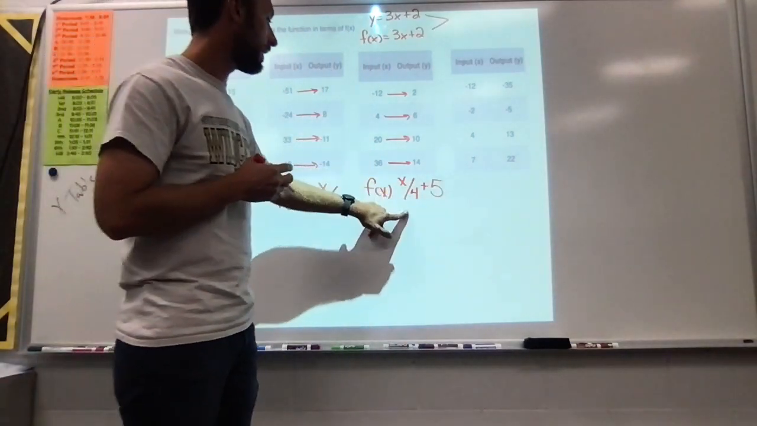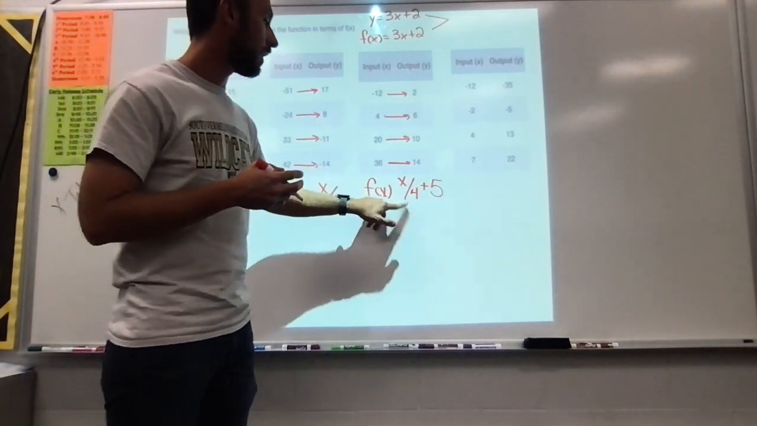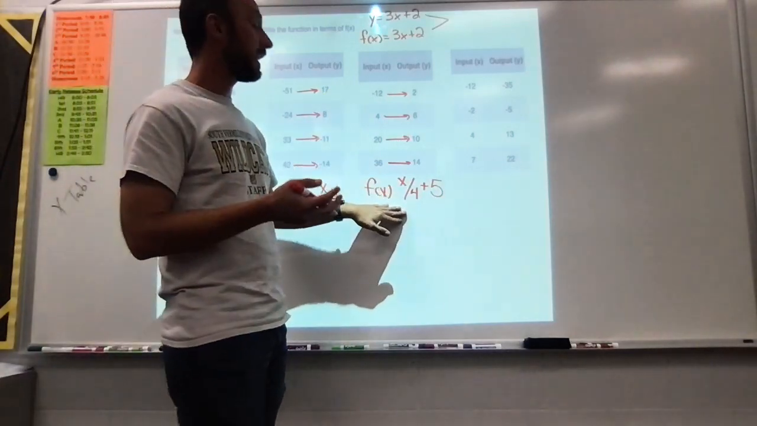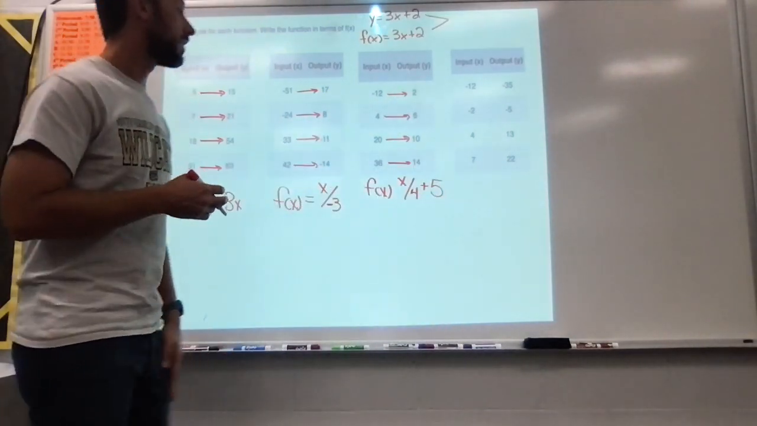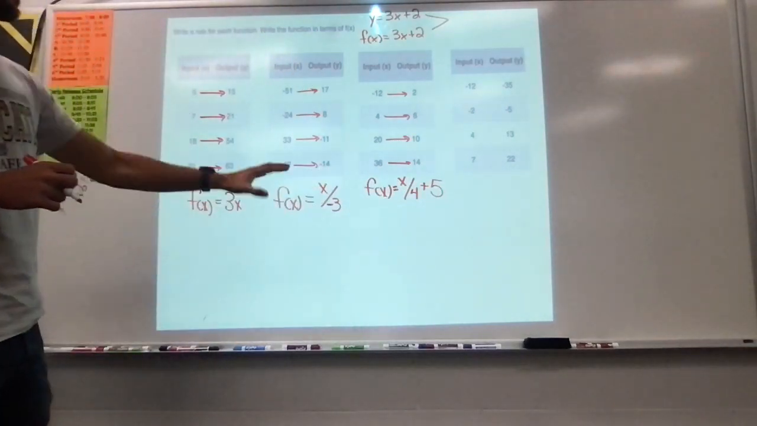20 divided by 4 is 5. 5 plus 5 is 10. 4 divided by 4 is 1. 1 plus 5 is 6. Negative 12 divided by 4 would be negative 3. Negative 3 plus 5 is 2. So that is it. And there's my function notation.